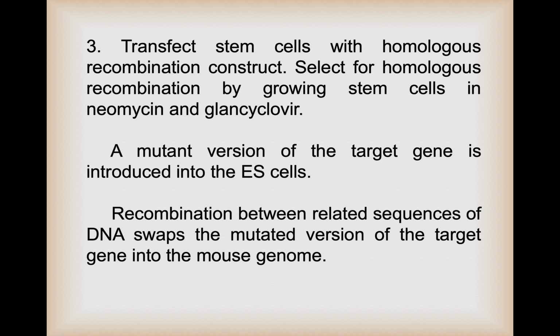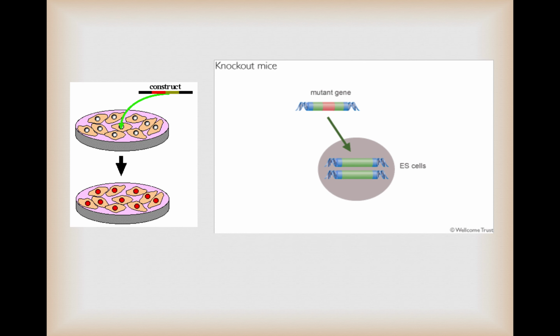Remember in the earlier part of this video that you need to make sure that it is both resistant to neomycin and ganciclovir. So a mutant version of the target gene is introduced into the embryonic stem cells, and of course, by homologous recombination, it would swap in the mutated version, as seen by the representation in the diagram here.